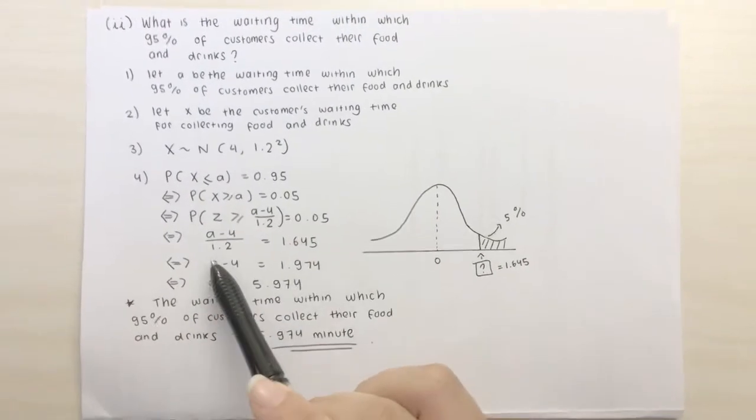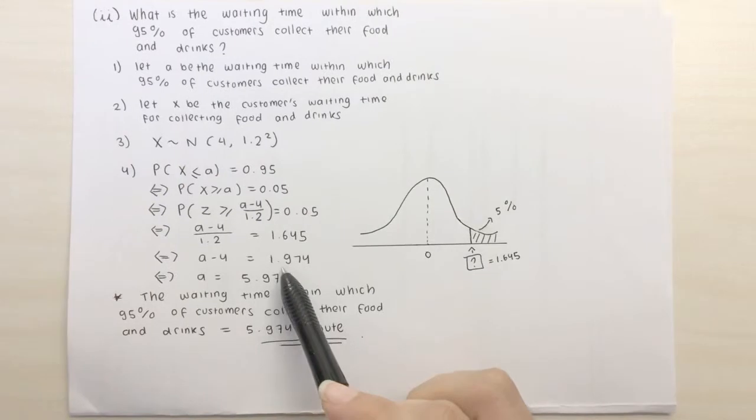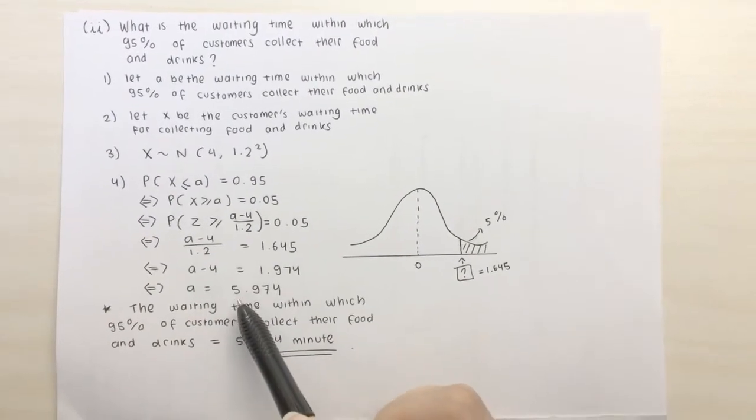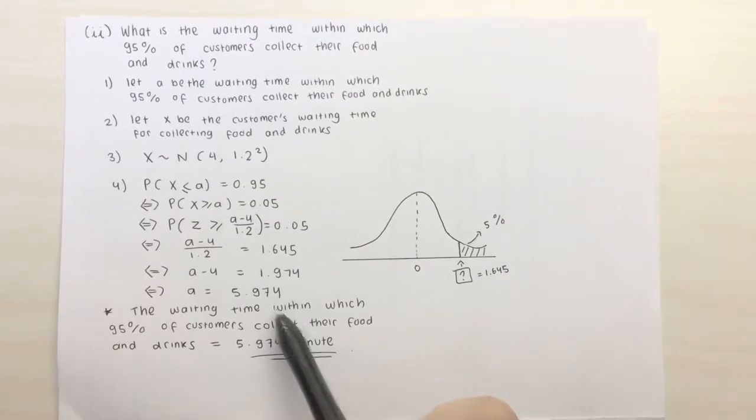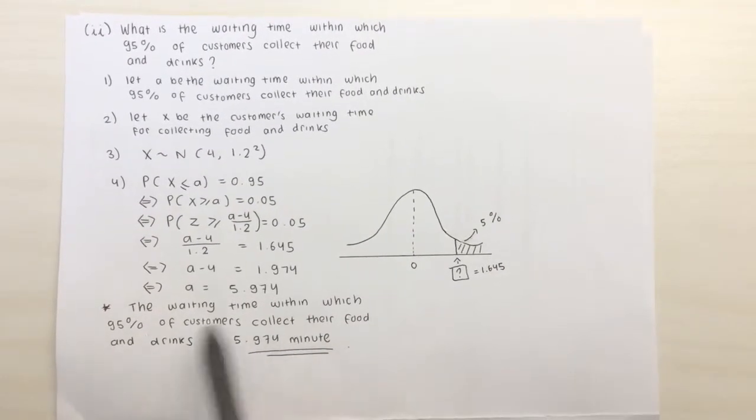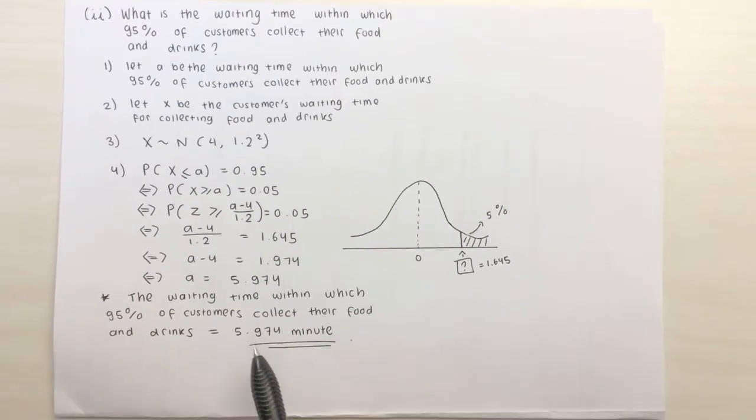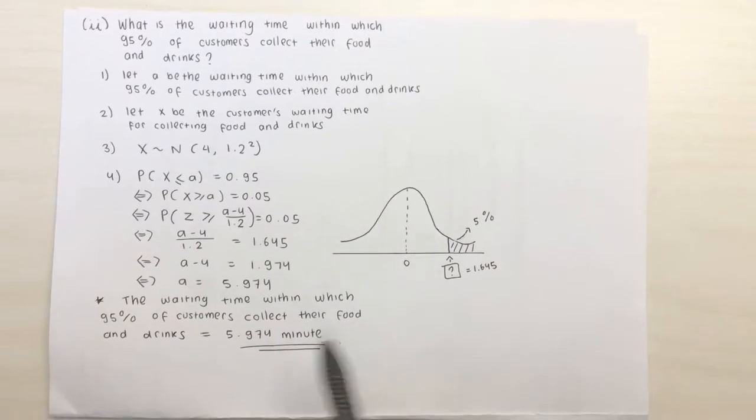We multiply it by 1.2, and we get 1.974. Then we add it to 4, and we get 5.974. And so the waiting time within which 95% of customers collect their food and drinks is 5.974 minutes.